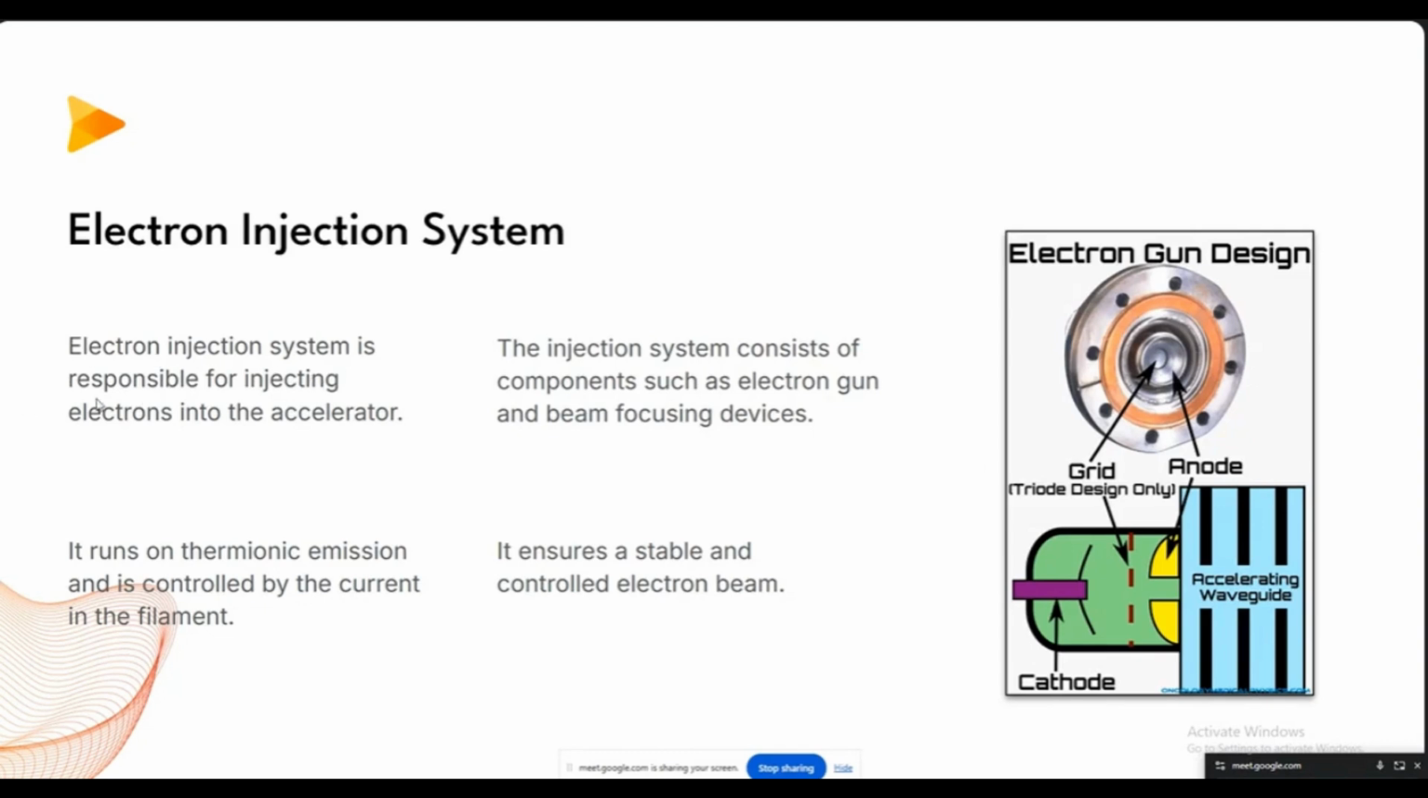The electron injection system is responsible for injecting electrons into the accelerator. The injection system consists of components such as an electron gun and a beam focusing device. It runs on thermionic emission and is controlled by the current of the filament. It ensures a stable and controlled electron beam.